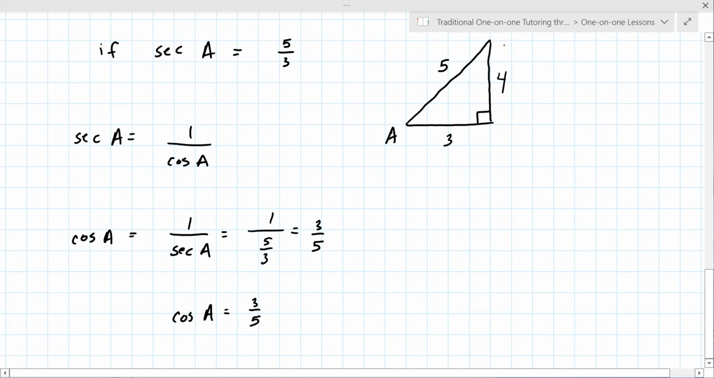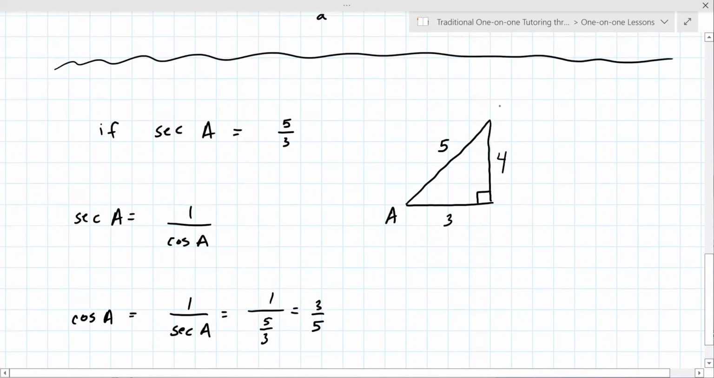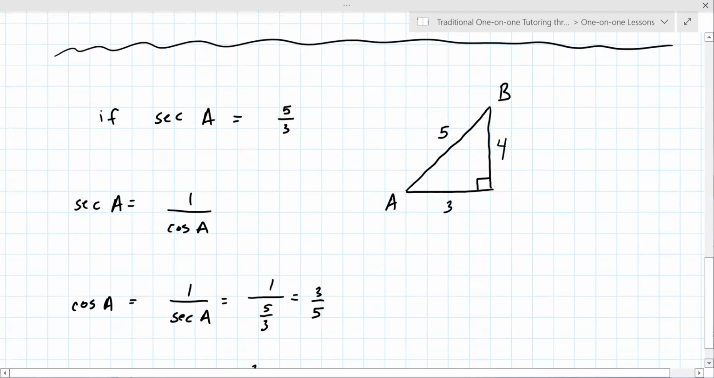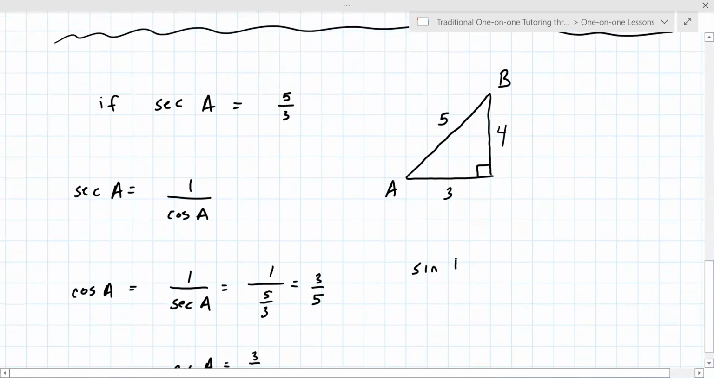Now, just to see how you're doing here, here's B. I want you to tell me what the sine of B is. And remember, sine is opposite over hypotenuse. Can you tell me what the sine of B is in this problem?